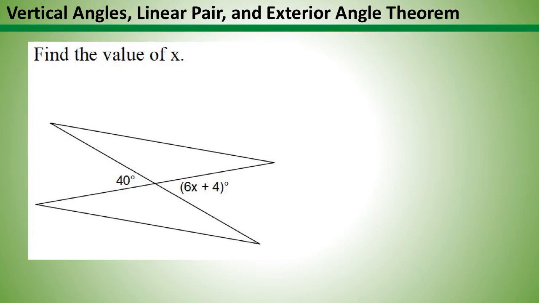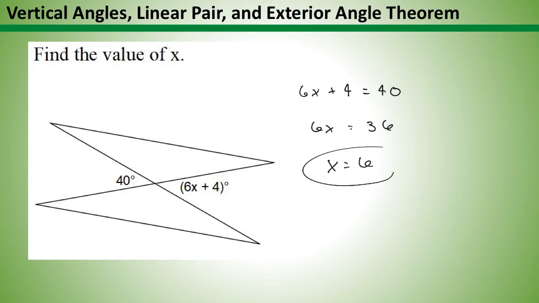Okay, another example, we see that these two angles are vertical angles. So what we know about these two angles is that they should be the same. So what I need to do is set them equal to each other. So 6x plus 4 is equal to 40. Okay, so we're going to subtract 4 from both sides. That's going to be 6x is equal to 36. And then divide by 6, and x is equal to 6. So here the value of x would be 6. Okay.